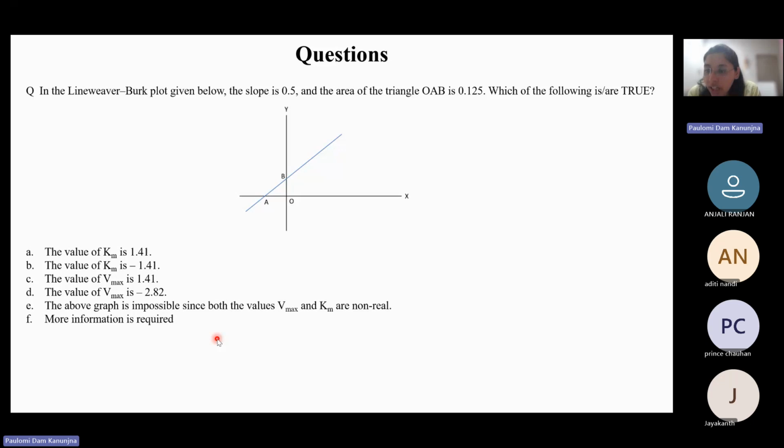So Aditi, you got it right. 2 root 2 is basically 2.82. Square root 2 is 1.41. So the values were not there, but you reached the correct place.